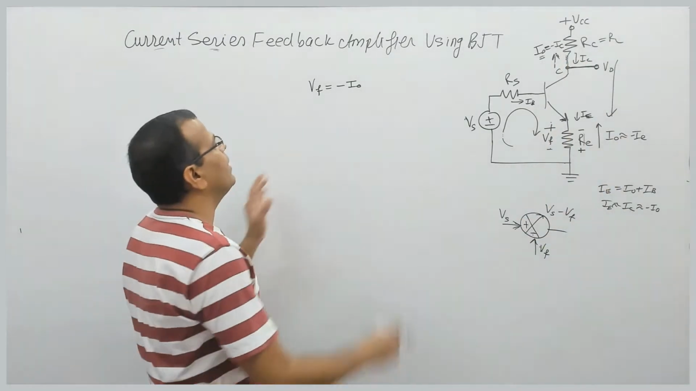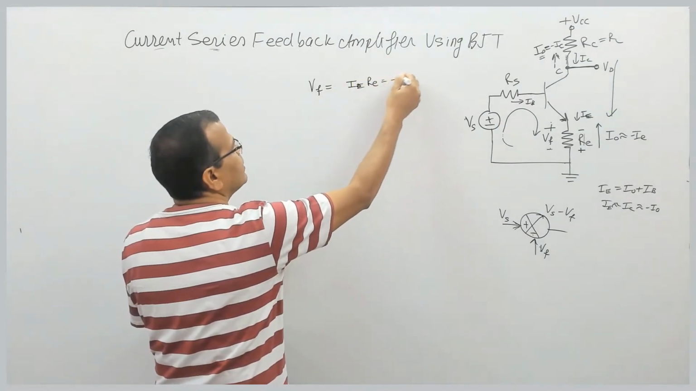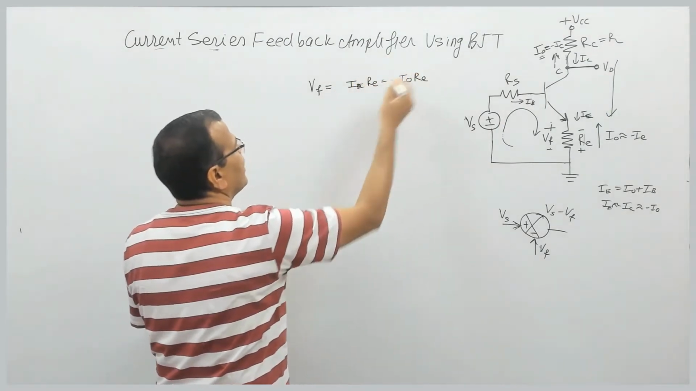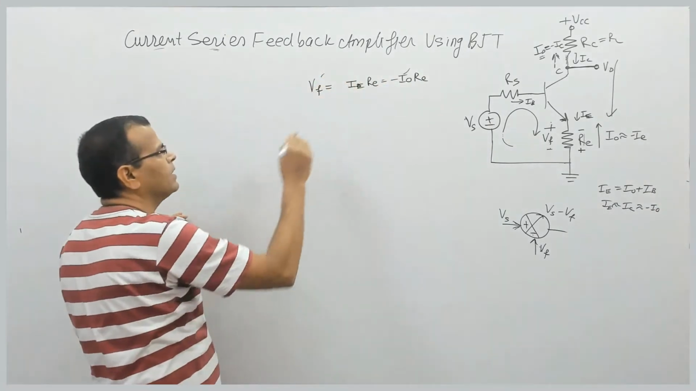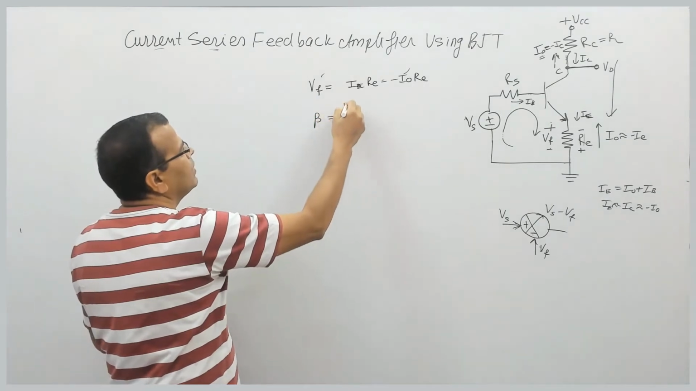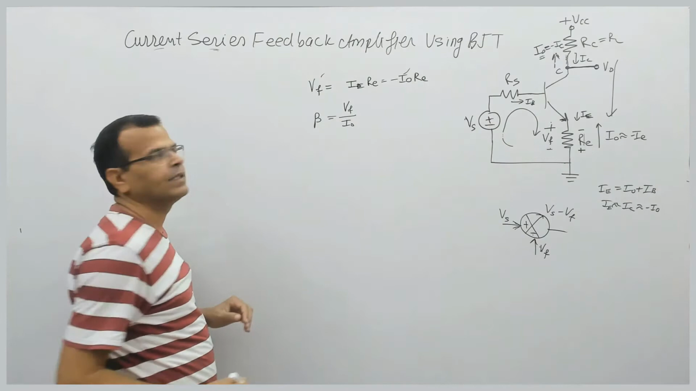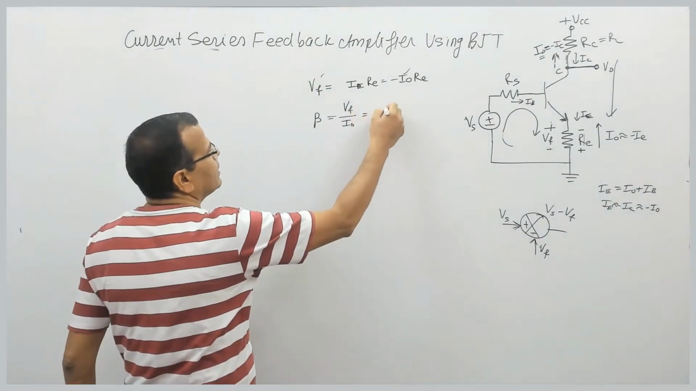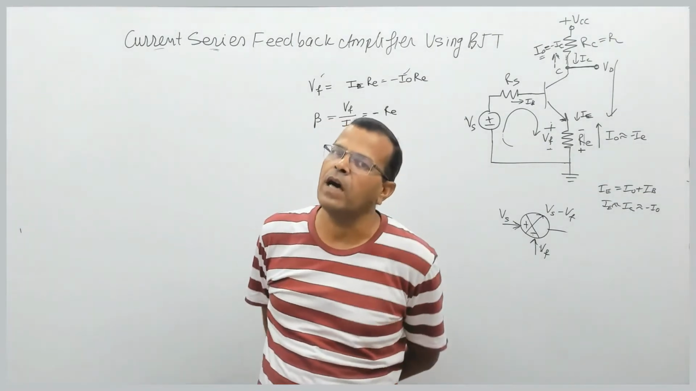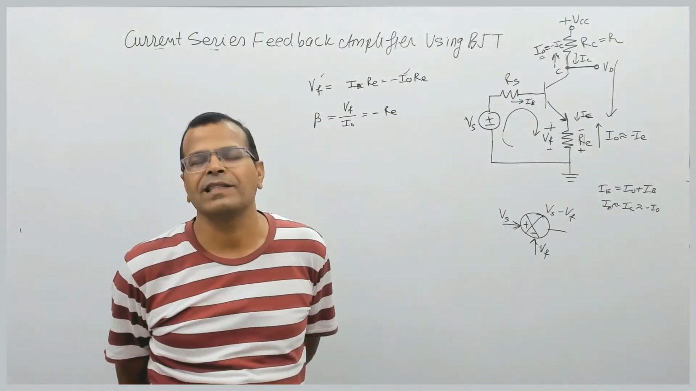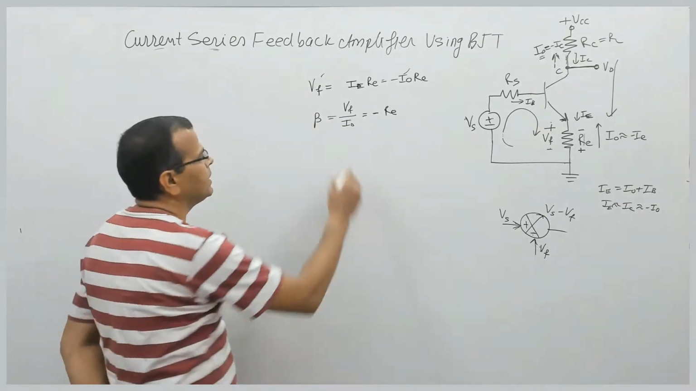So Vf is equal to what? That is IE into Re, or that is minus I naught into Re, right? This is output signal, this is feedback signal. Beta is what? The feedback voltage by output current, and that is equal to minus Re. So feedback factor beta here is minus Re, the emitter resistance. Re is emitter resistance, right? So this is beta.